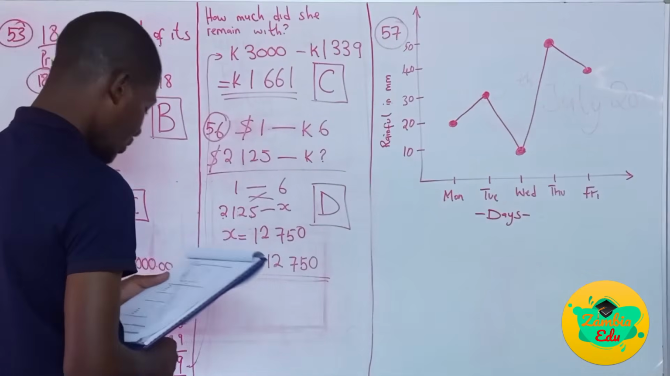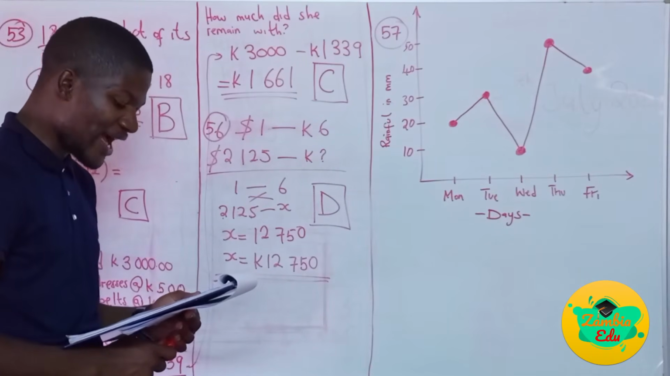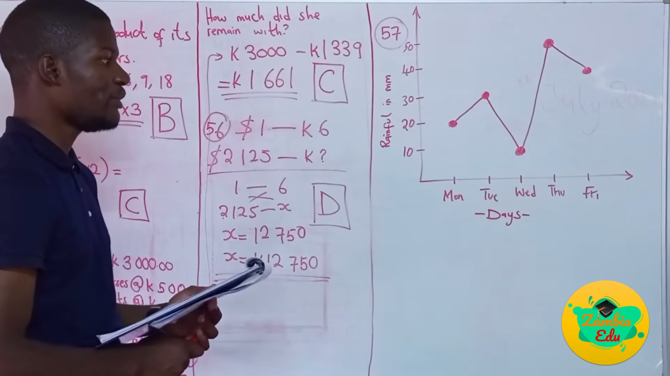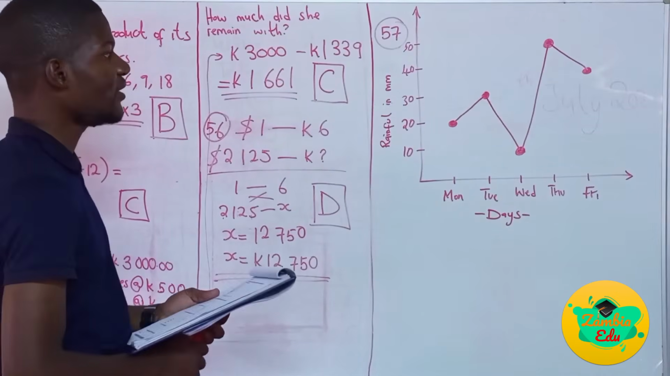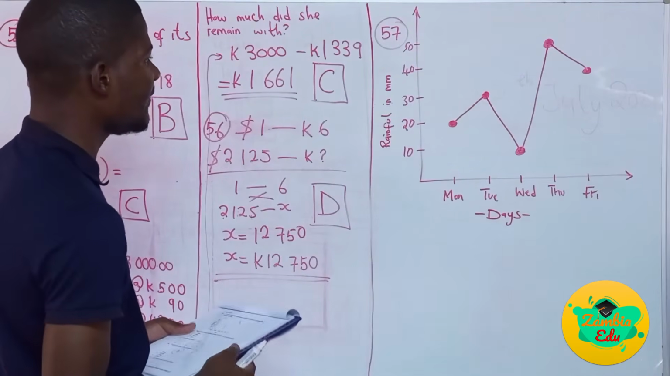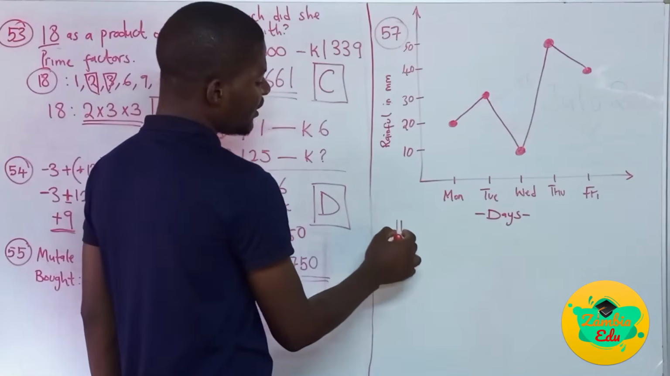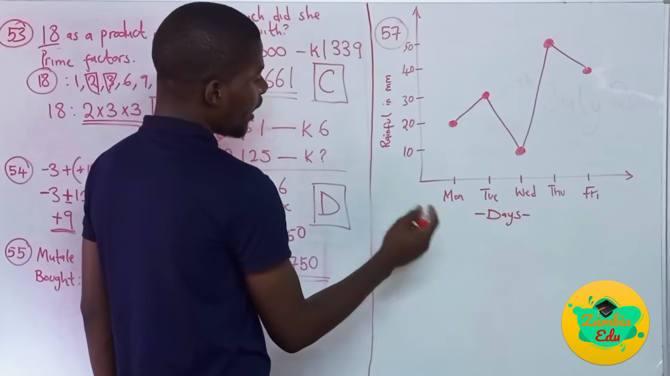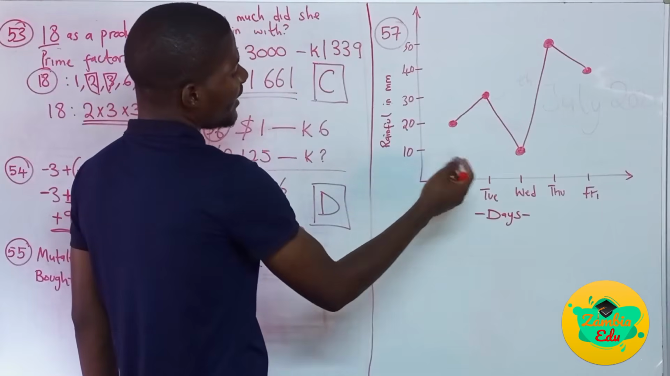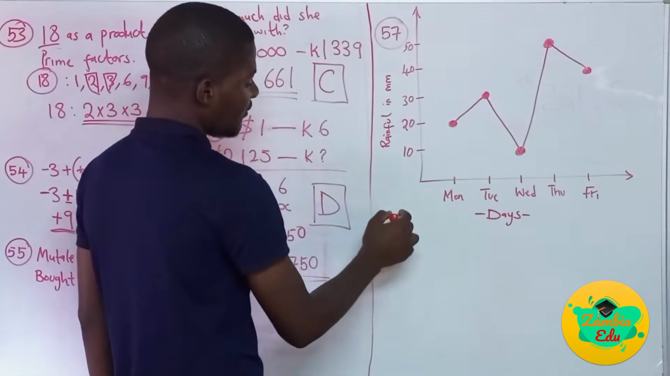Alright? So our question says, what is the difference between the highest and the lowest rainfall recorded? Alright, so for us to be able to find the difference, first and foremost, we need to know which day had the lowest amount of rainfall and which one had the highest amount of rainfall.